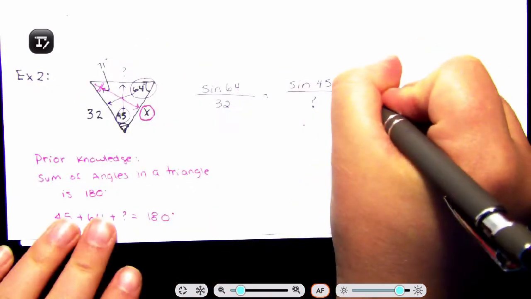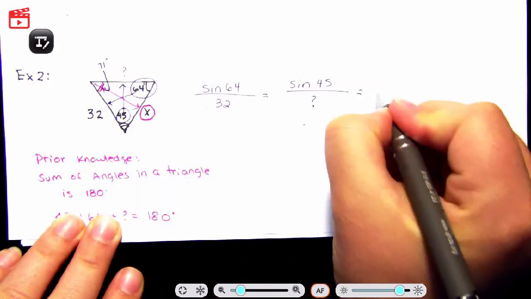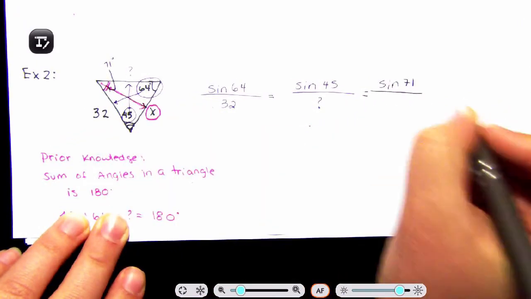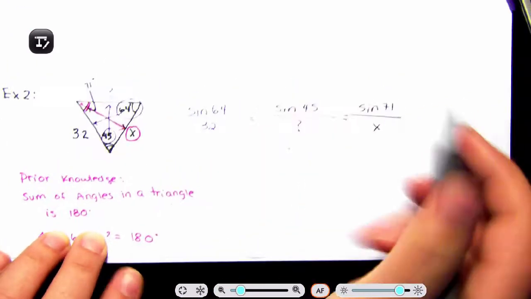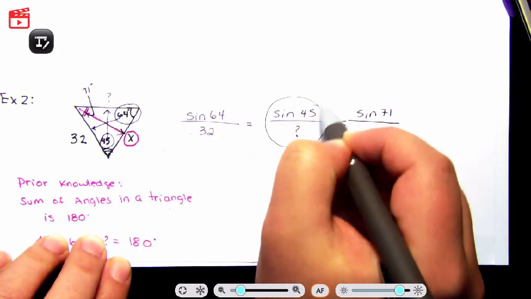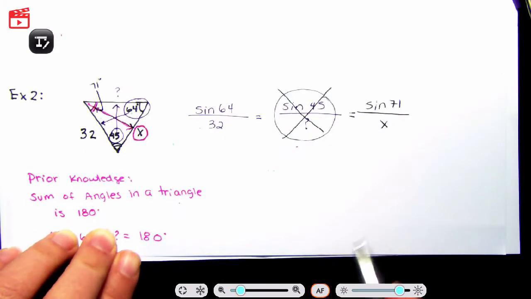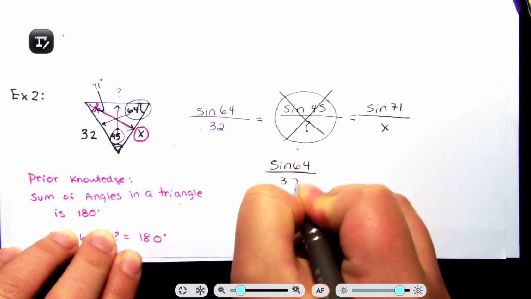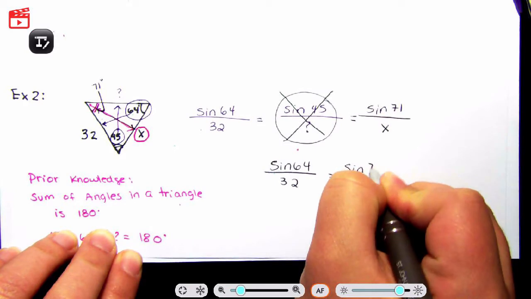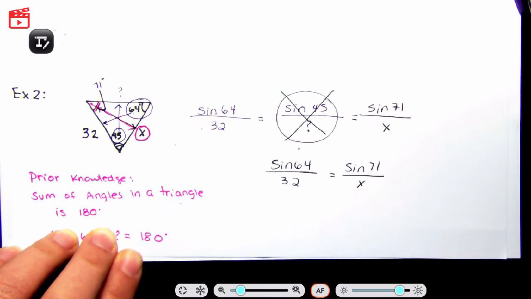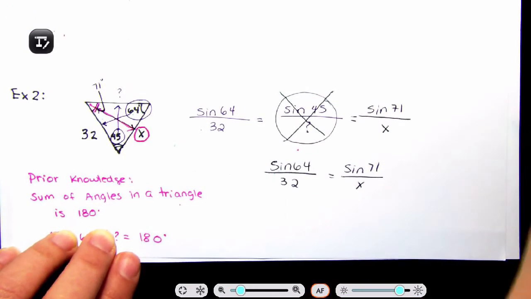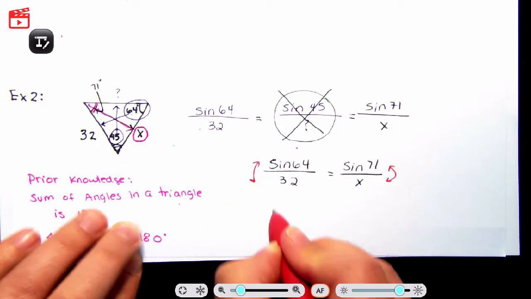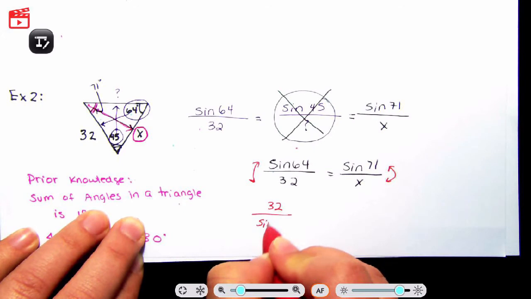And now I can say, here's my angle measure, which is sine of 71, and across the street from it is the x value. Now note here, we don't need this, so I'm going to omit that. I'm going to rewrite this as sine of 64 over 32, and that's equal to sine of 71 over x. Again, x is in the denominator, so let's do the step that I didn't do in the previous example. I'm going to flip both fractions. So I have 32 over sine of 64 degrees.